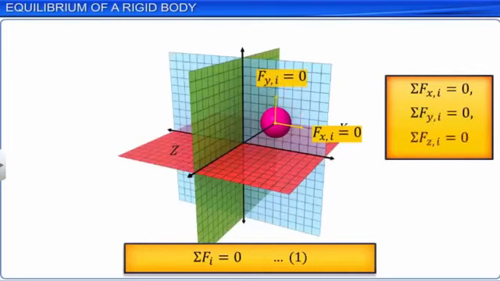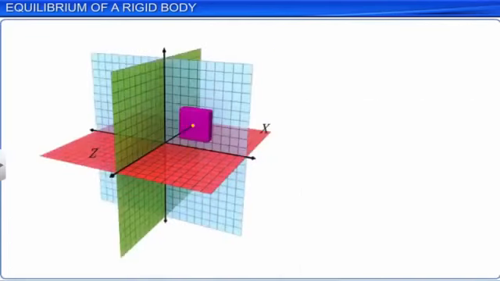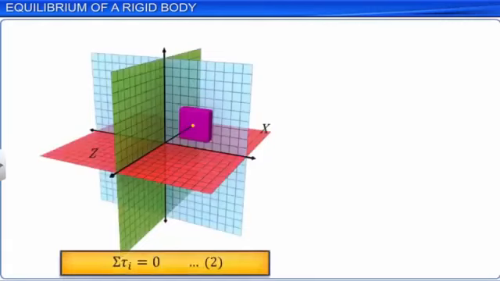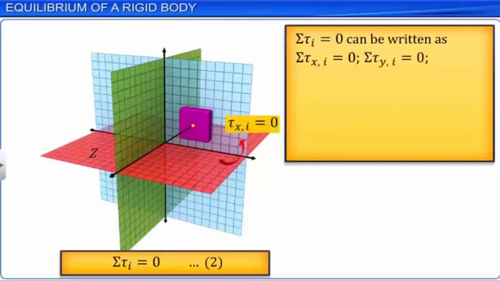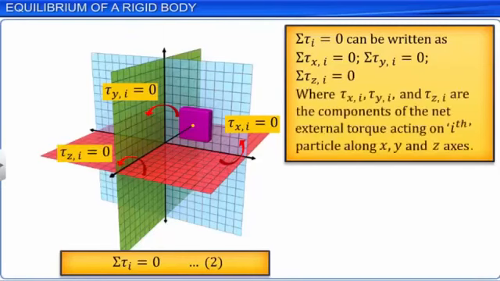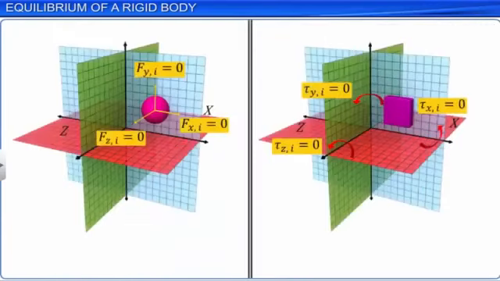And the equation sigma tau i is equal to 0 can also be written as 3 independent equations in scalar notation as sigma tau xi is equal to 0. Sigma tau yi is equal to 0. And sigma tau zi is equal to 0. A body is in mechanical equilibrium if these 6 independent scalar equations are satisfied.